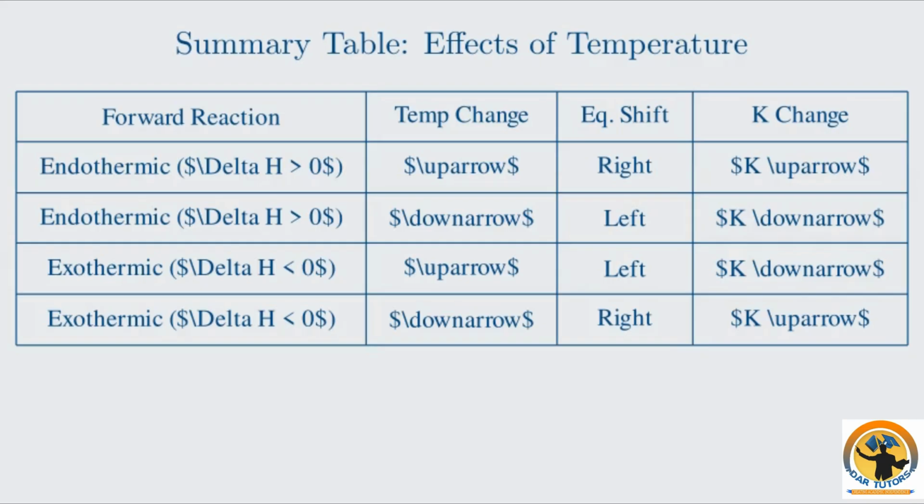For an exothermic forward reaction, an increase in temperature shifts the equilibrium to the left, and K decreases because more reactant is formed. This table is an essential tool for predicting temperature effects. It's vital to know the sign of the enthalpy change, dH, to determine the nature of the forward reaction. Let's apply this to the equilibrium between dinitrogen tetroxide and nitrogen dioxide, which you saw in the notes.